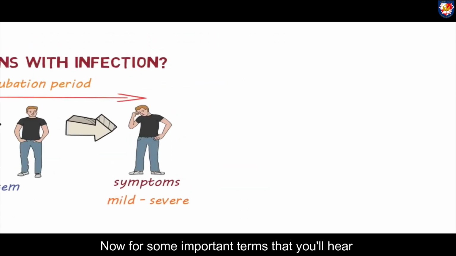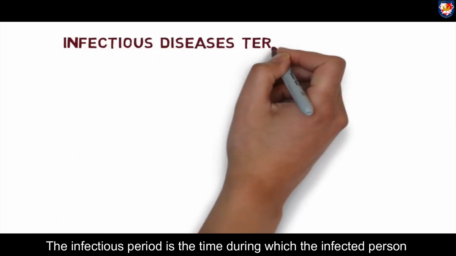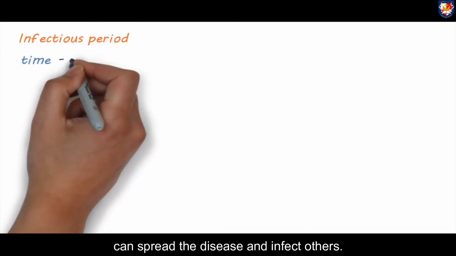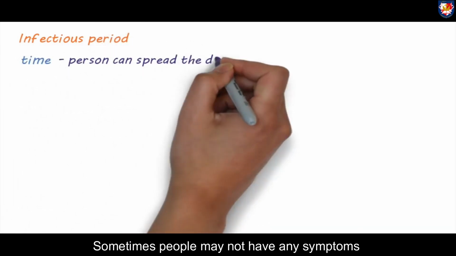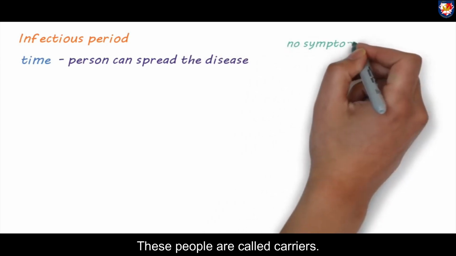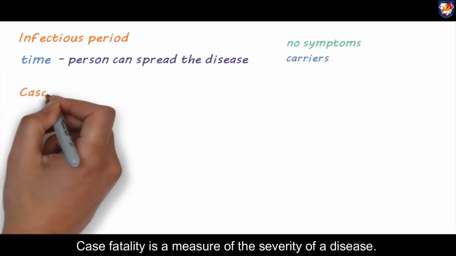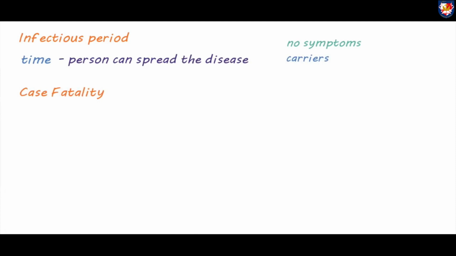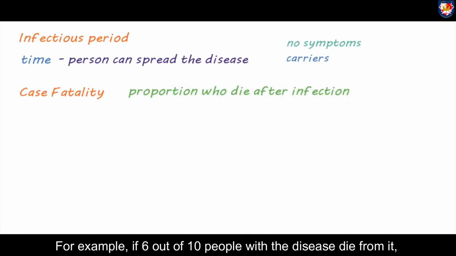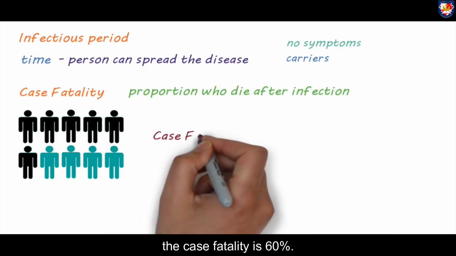Now for some important terms that we'll hear when describing infectious disease. The infectious period is the time during which the infected person can spread the disease and infect others. Sometimes people may not have any symptoms but still be able to infect others. These people are called carriers. Case fatality is a measure of the severity of the disease. It is the proportion of people that die from being infected. For example, if 6 out of 10 people with a disease die from it, the case fatality is 60%.